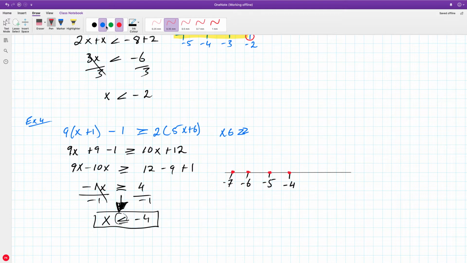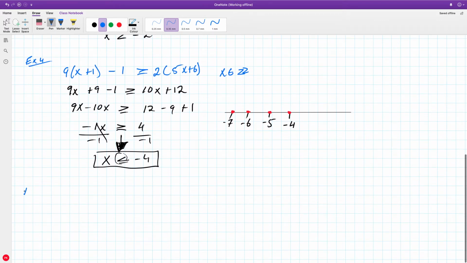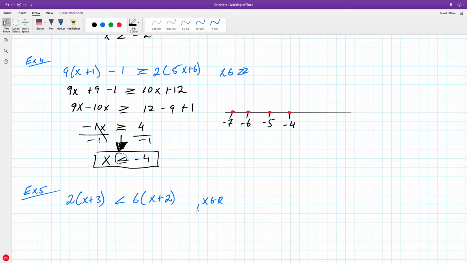Right. Example 5. Have a go at this one. Only 15 minutes left, guys.